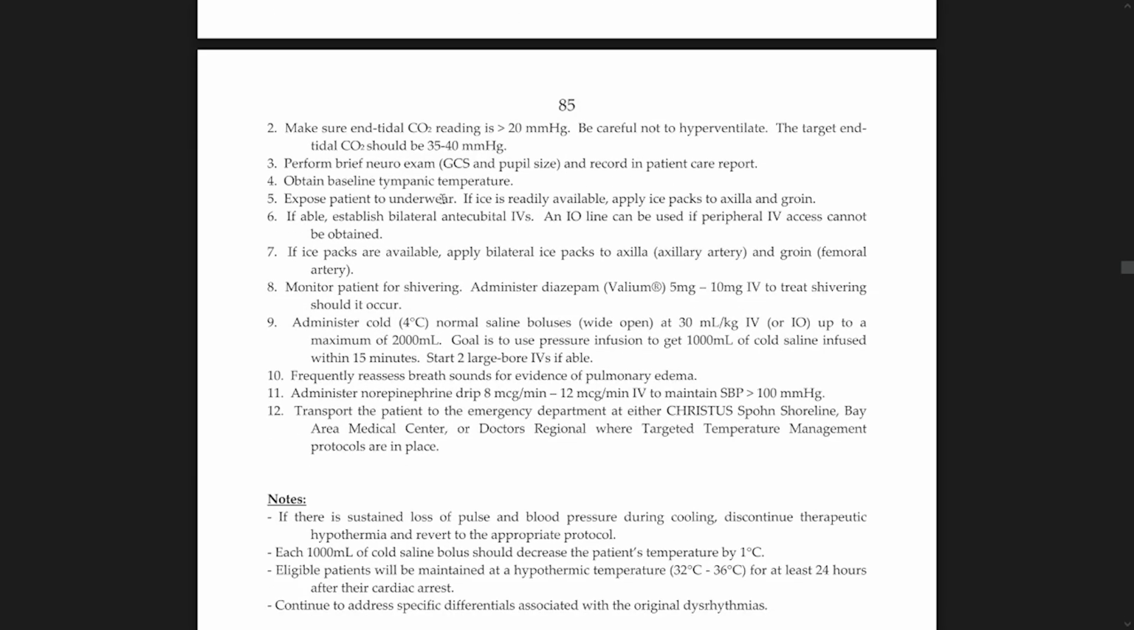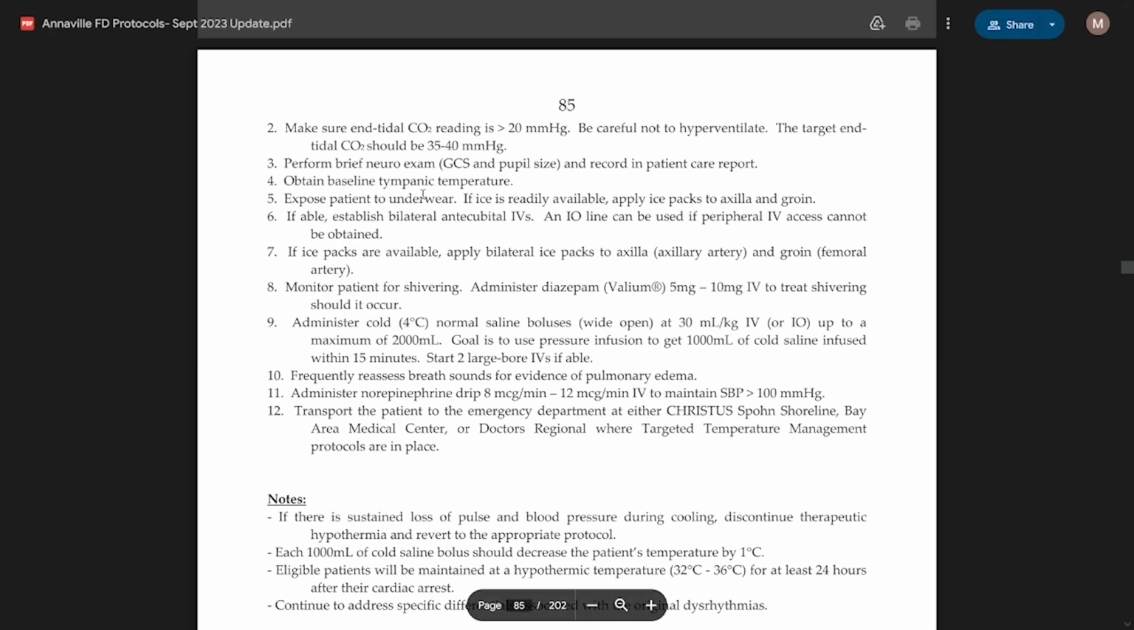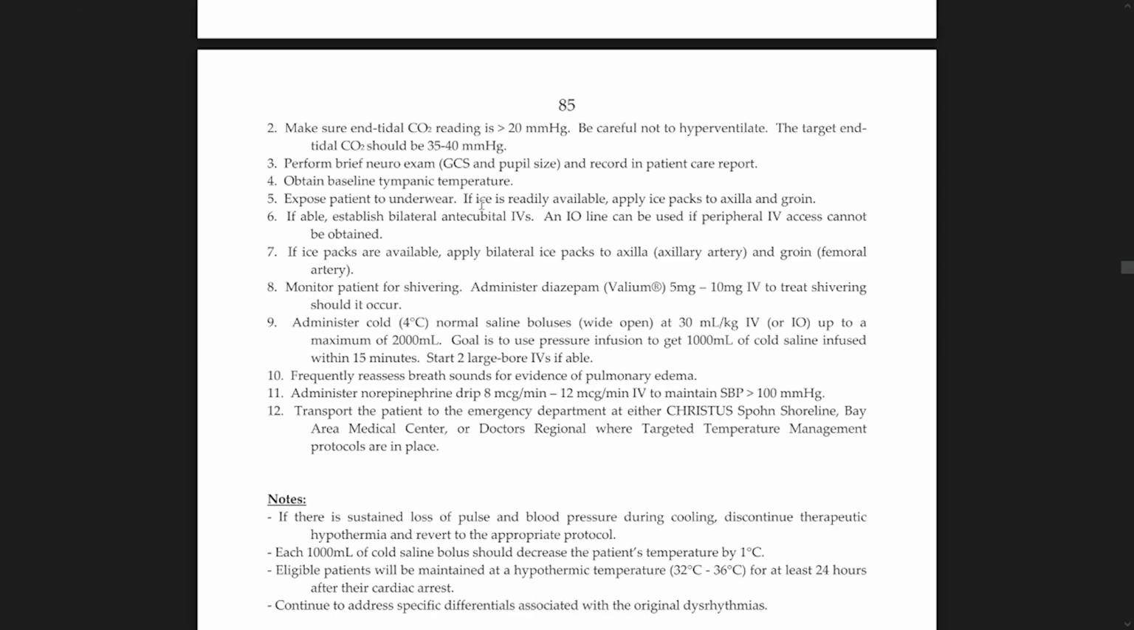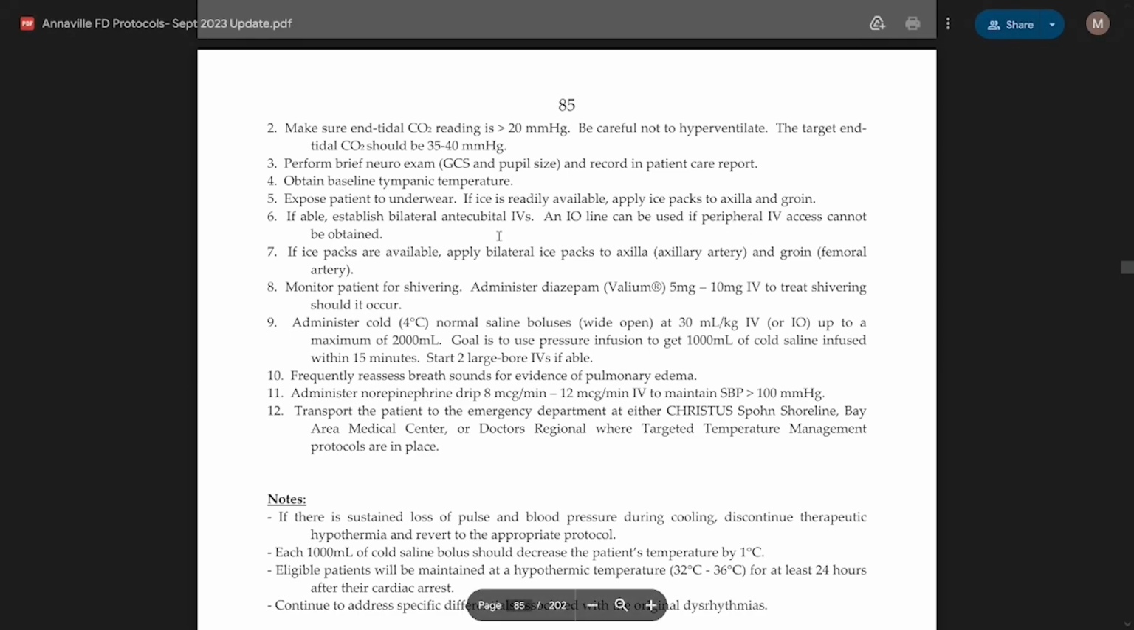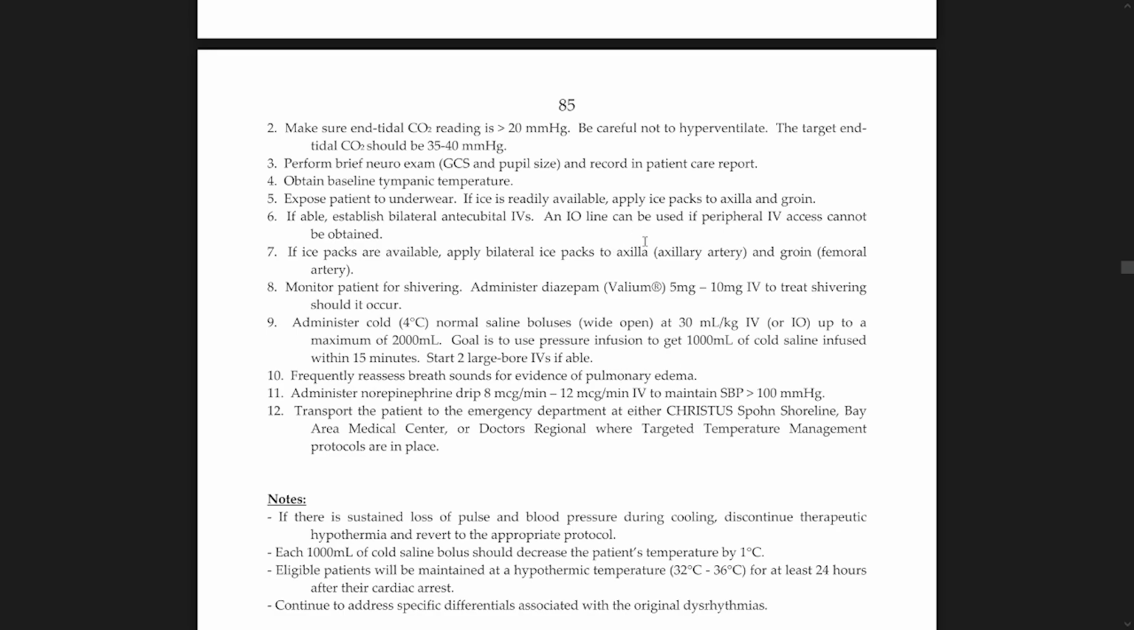Obtain baseline tympanic temperatures and expose the patient down to the underwear. If ice is readily available, apply ice packs to the axilla and groin. If able, establish bilateral antecubital IVs. An IO line can be used if peripheral IV access cannot be obtained. If ice packs are available, apply bilateral ice packs to the axilla, or the axillary artery, and the groin, the femoral artery. Monitor the patient for shivering, and administer diazepam (Valium) 5 to 10 milligrams IV to treat the shivering should it occur.